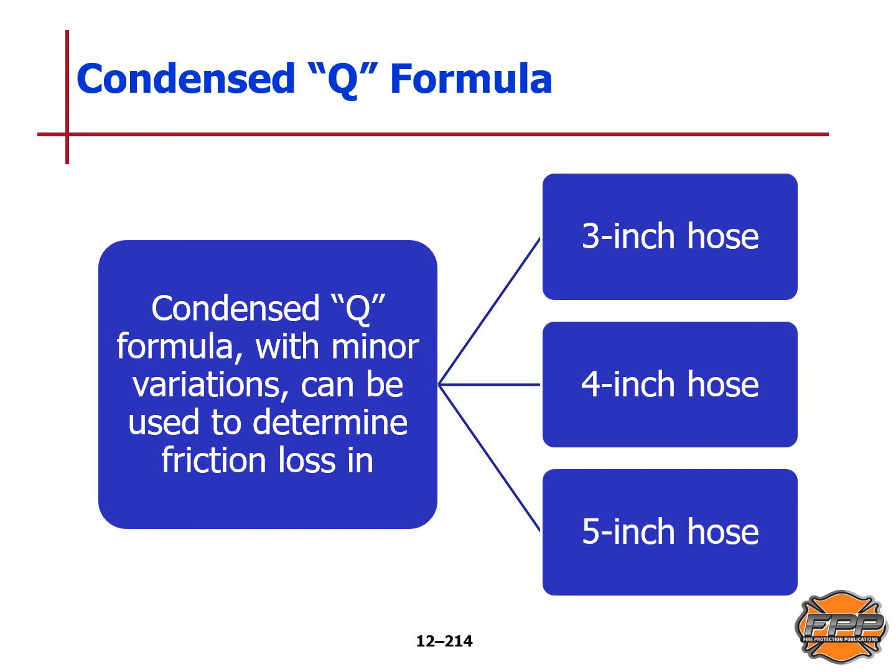Now let's talk about the condensed Q formula. The condensed Q formula with minor variations can be used to determine friction loss in 3, 4, and 5 inch hose.